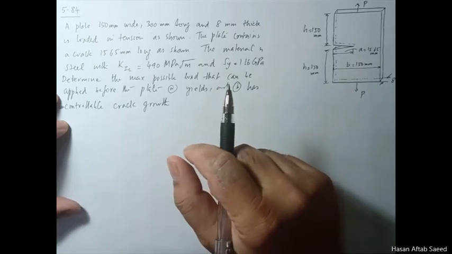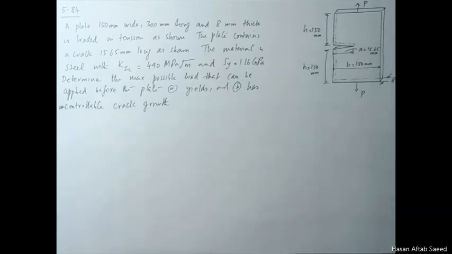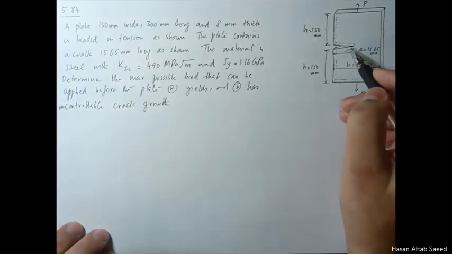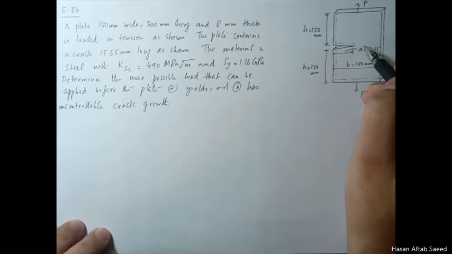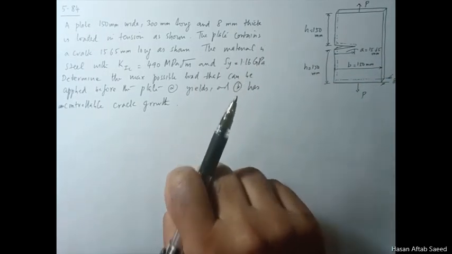Now we have to check both the modes of failure. It could yield and then have a brittle failure. Obviously then that won't happen. Or it could have a brittle failure before yielding. So we don't know which it is, so we'll have to calculate both.